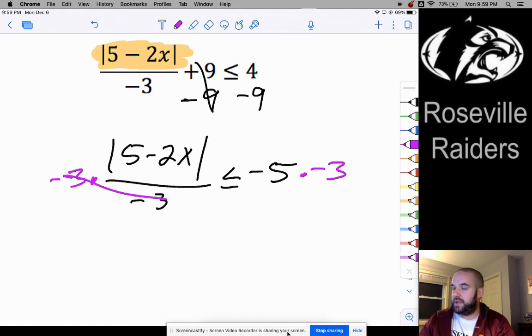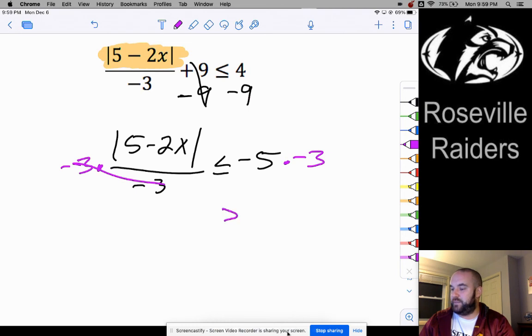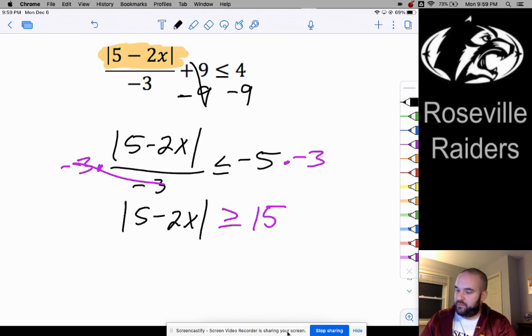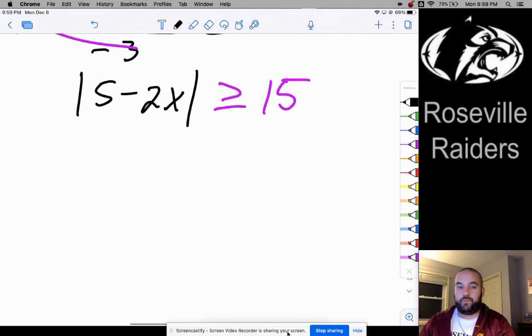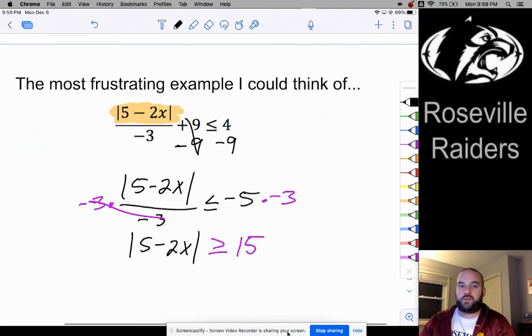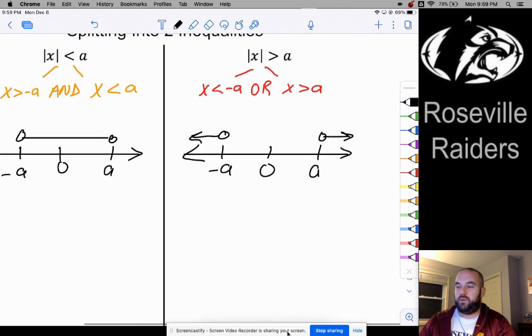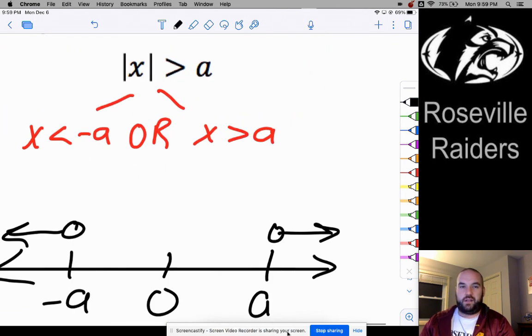Because I'm multiplying by -3 on both sides, I get to flip the inequality for the first of like 3 times. -5 times -3 is positive 15. But I switched the less than or equal to greater than or equal to, and now I have the absolute value of 5 minus 2x. Okay. So now that the absolute value is by itself, we are ready to split this up. So if we look back at our graphic organizer we just made, greater than or equal to 15 looks kind of like this. So we're going to use the word or in the middle.